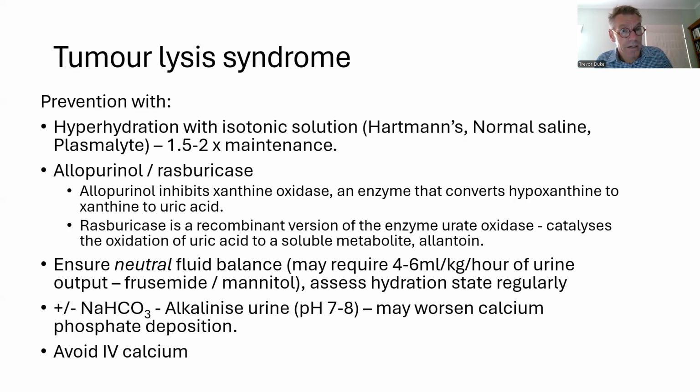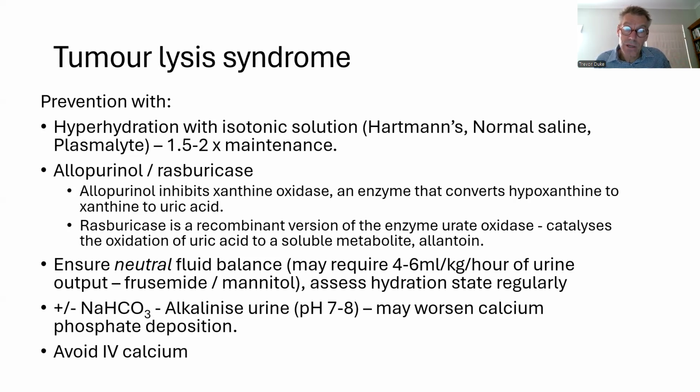The key about hyperhydration is that it's not just giving a lot of fluid in, it's also ensuring that all that fluid that goes in comes out. And that can be more of a problem, because we often think of an adequate urine output as 0.5 to 1 mL per kilo per hour of urine. That's the normal urine output.